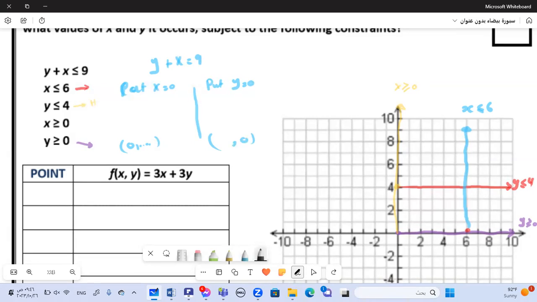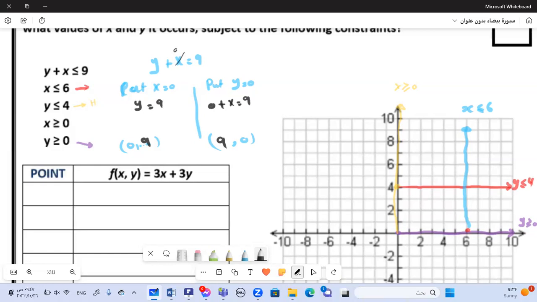Okay, so let x equal to 0, so y equals to 9. So the point is 0 and 9. Let y equal to 0, so 0 plus x equals to 9. So here x will be 9. We should draw the line.